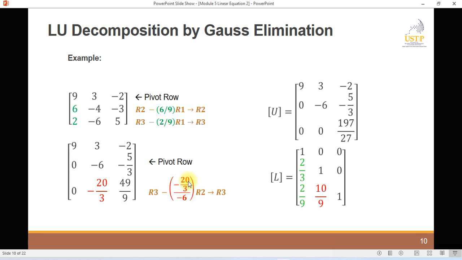So that is 20 over 18. Simplify that by dividing both numerator and denominator by 2, so this will become 10 over 9. Okay? And then the diagonal will be 1, and all the values upward will become 0. And that is your L.